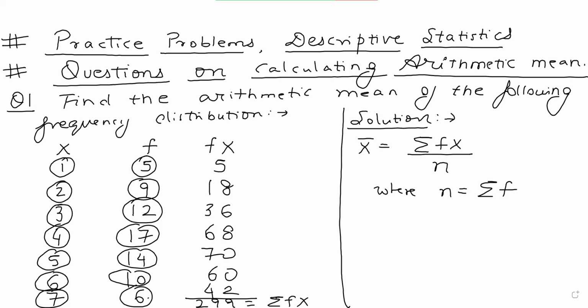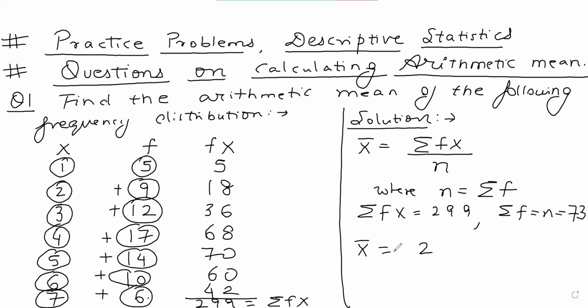So from the numerical, summation fx is 299 and summation f, which is my n, is nothing but 5 plus 9 plus 12 plus 17 plus 14 plus 10 plus 6. Add all these up. You can use your simple calculator. You get n as 73. What is my mean? 299, which is summation fx, over n, which is 73. Again, you can use your calculator and verify that the answer is 4.09. This is the arithmetic mean for the given discrete frequency distribution.